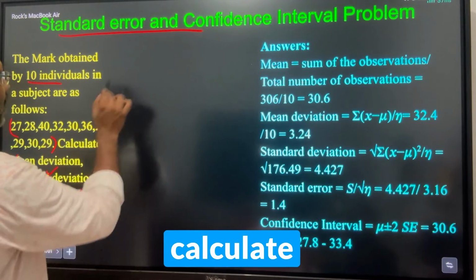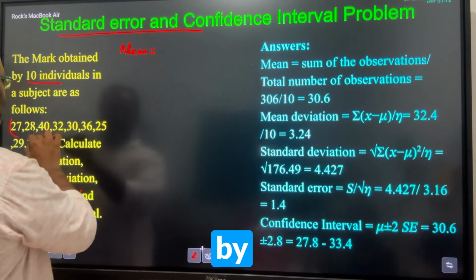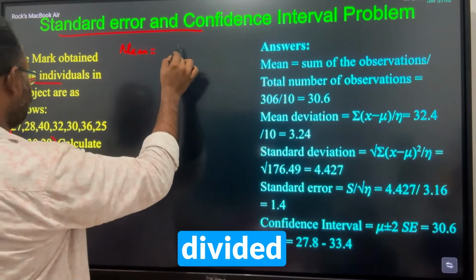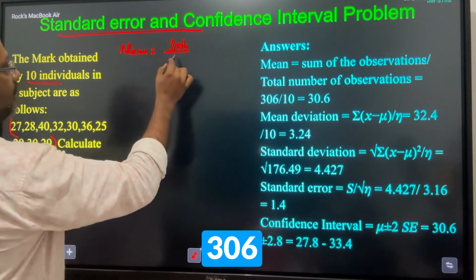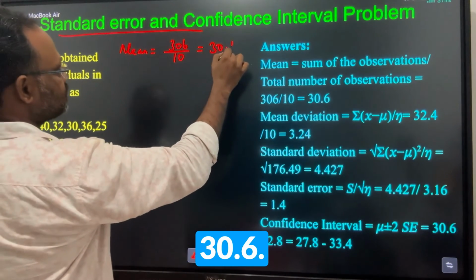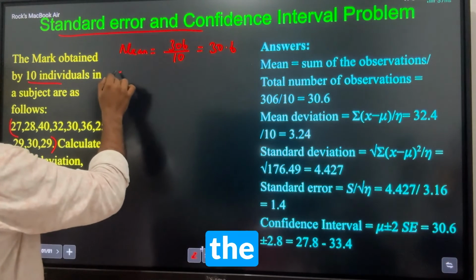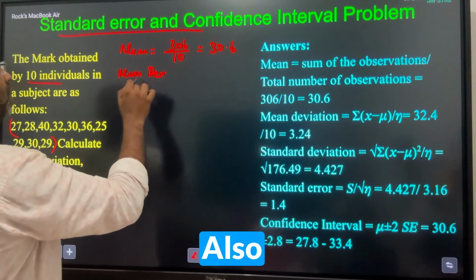So here we need to calculate the mean first. Mean is given by the sum of all observations divided by the number of observations. If we sum it up, it will be 306 divided by 10. So that will yield 30.6. Then we need to calculate the mean deviation here and the standard deviation also.